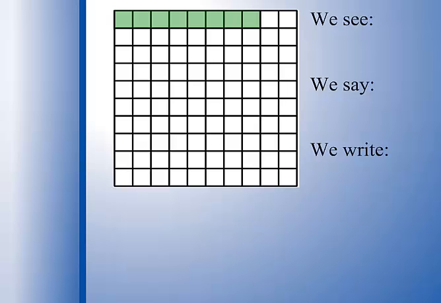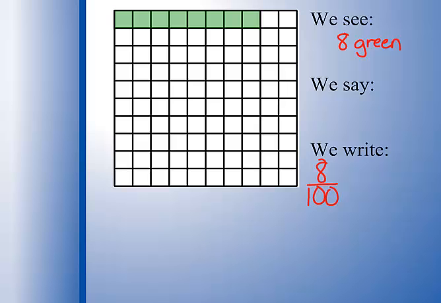Here we see some green squares. 1, 2, 3, 4, 5, 6, 7, 8. We see 8 green squares out of 100. So we will write it as 8 out of 100 as a fraction. Remember, the top number tells you what you have in a fraction. The bottom number tells you how many are in a whole.